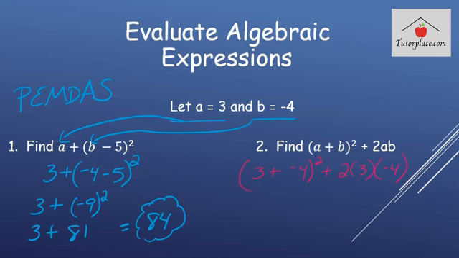So 3 plus -4 is -1 squared, plus, I can go ahead and multiply these three things together. So 2 times 3 is 6, times -4 gives us -24. So -1 squared is 1 plus -24. That would turn out to be -23. So just be very careful with your negatives and your parentheses.